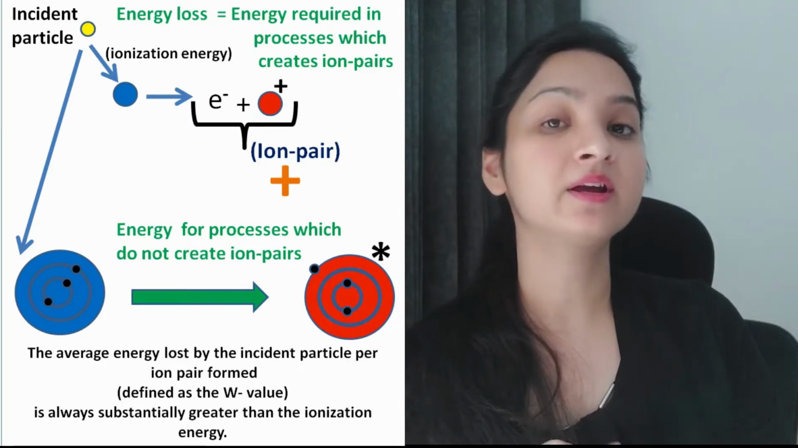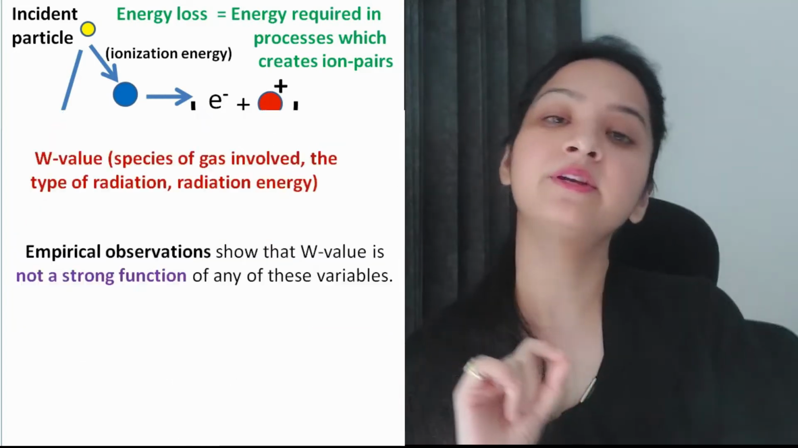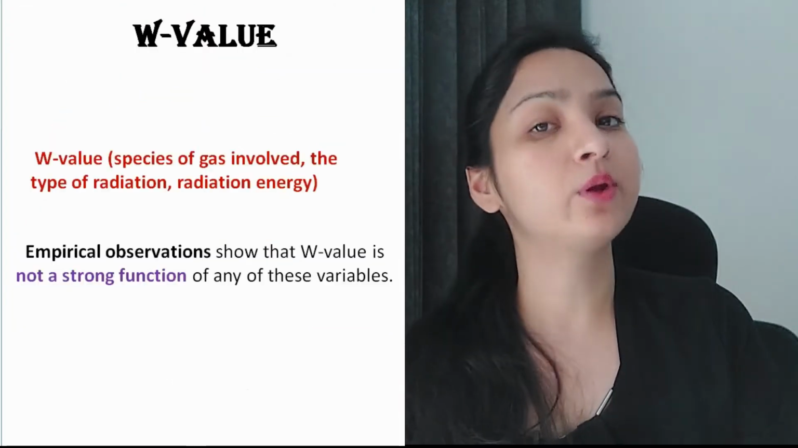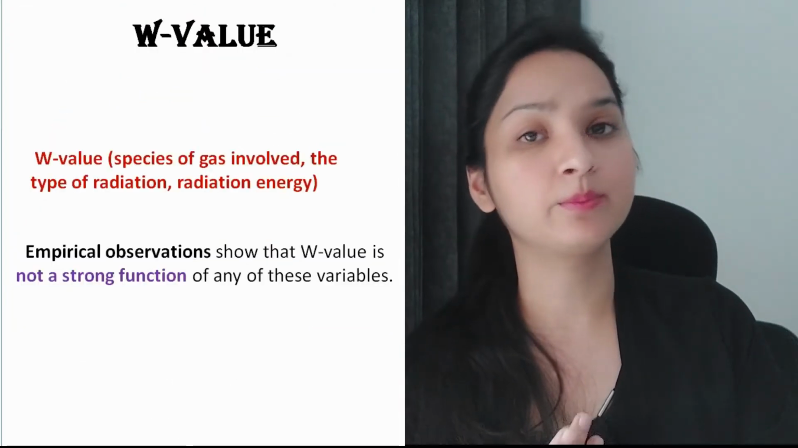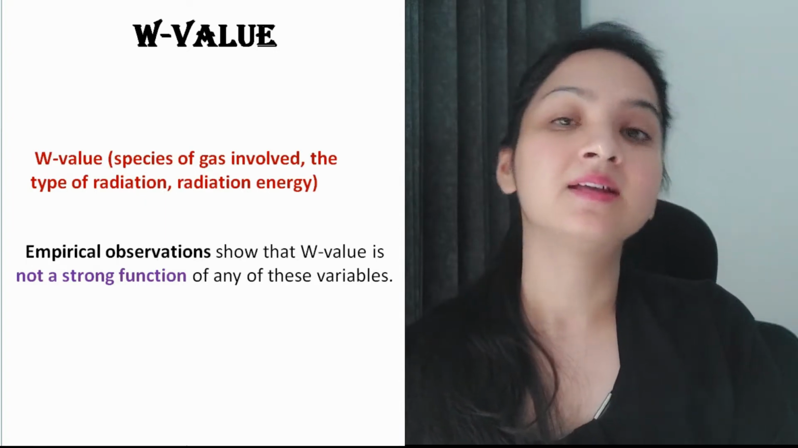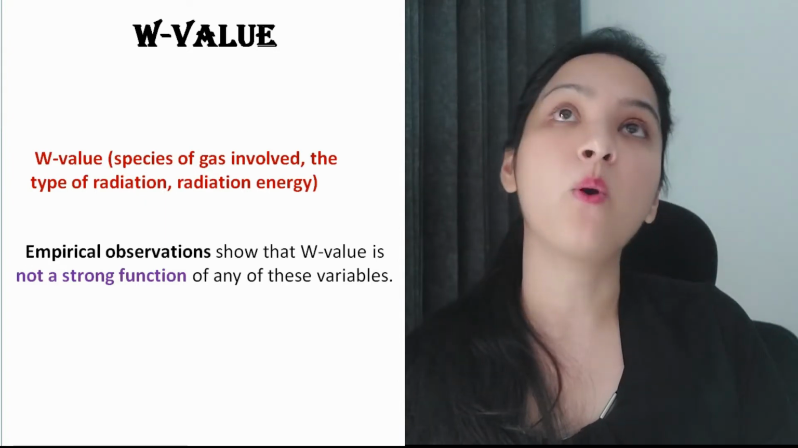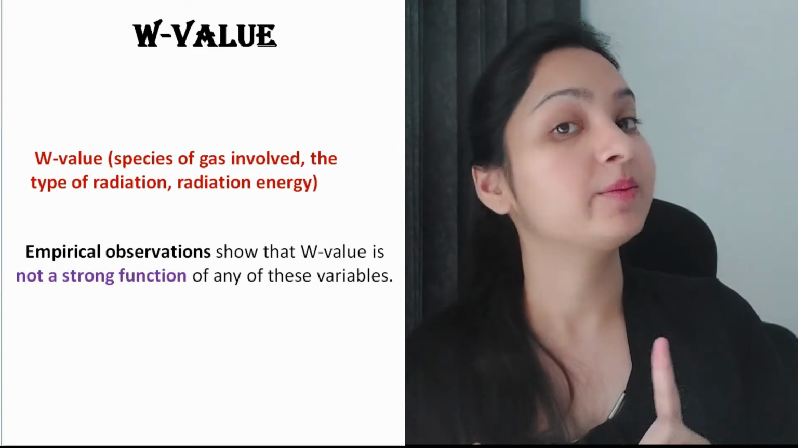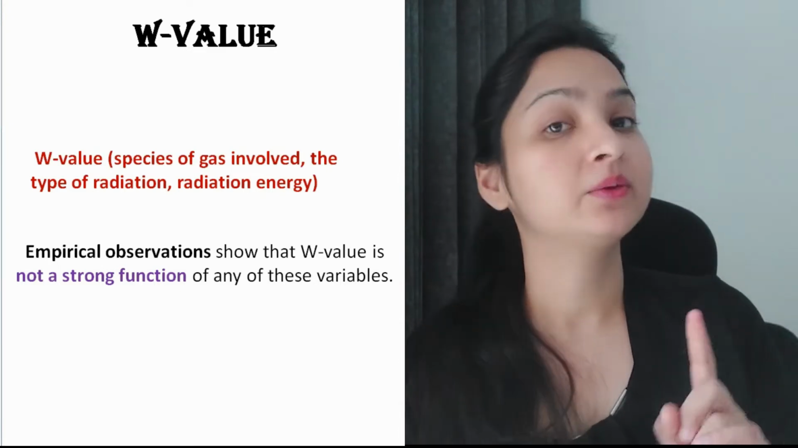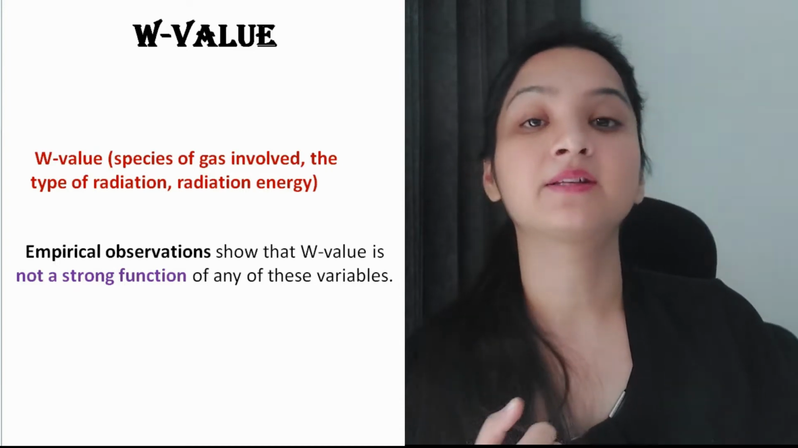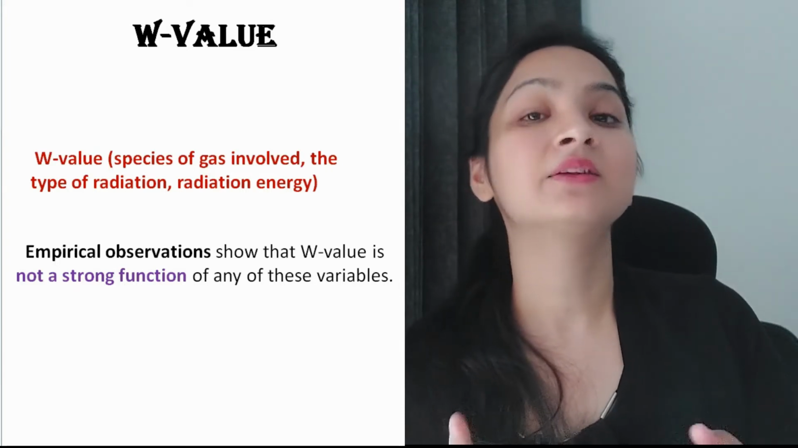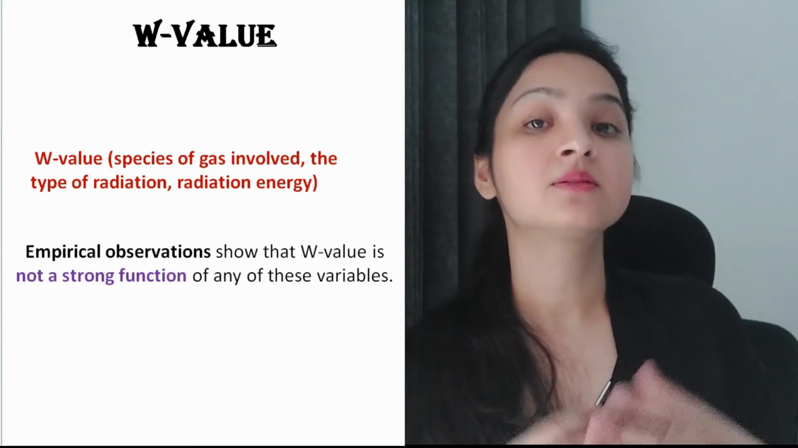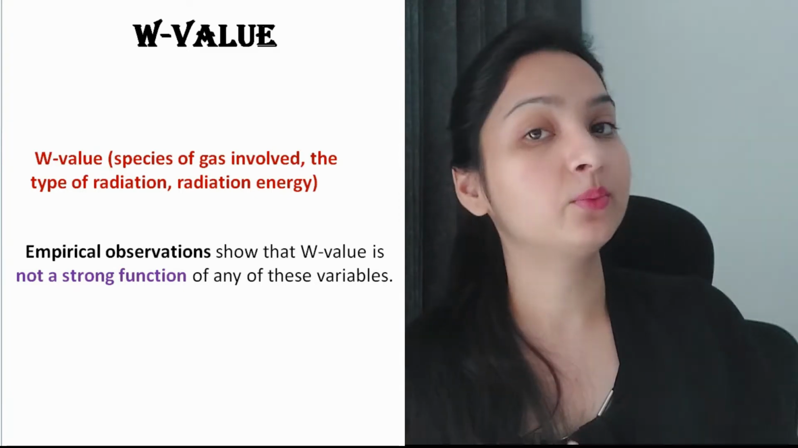ये W value क्या है? W क्या? तो W value हमने define कर दिया average energy lost by the incident particle per ion pair formed. अब ये चीज़ क्या है? तो W value is a function of the gas species that is involved, the type of gas, then the radiation, the type of radiation that is involved, and third is the radiation energy. So it is a function of these three variables.